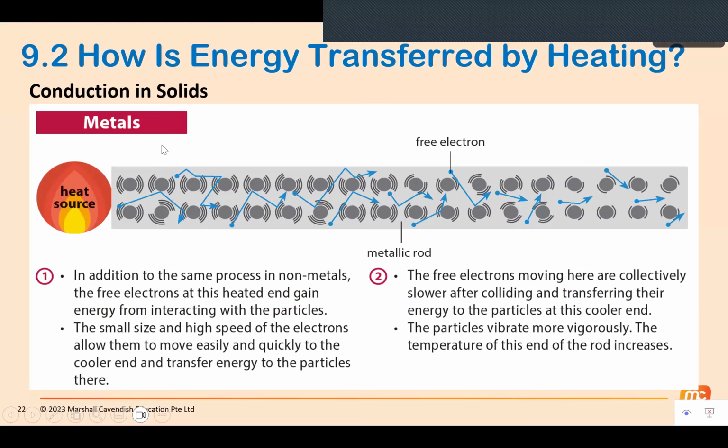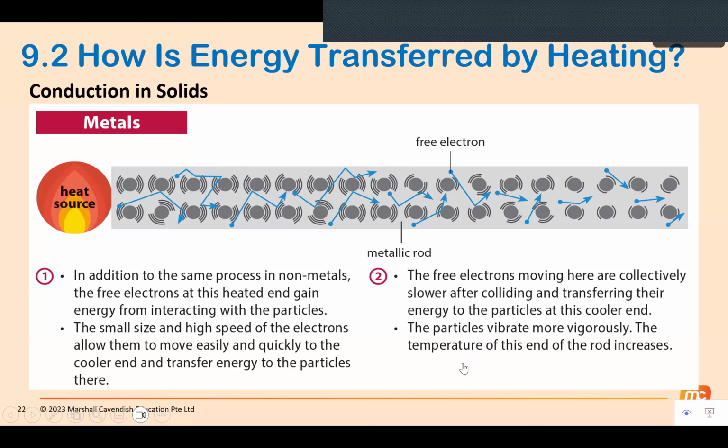This diagram shows you about matter. All these blue circles are electrons. So on top of the transfer of energy by vibration of particles to particles, there are these free electrons. These free electrons will take the energy and move before they start colliding, so the energy gets transferred faster.